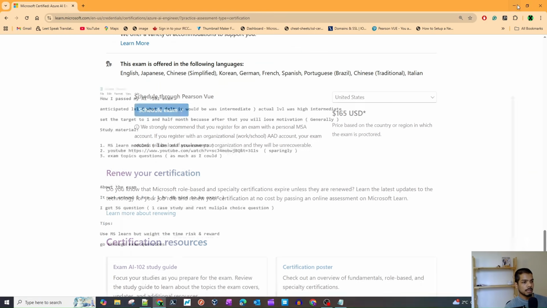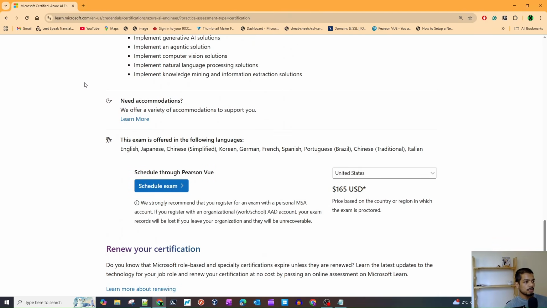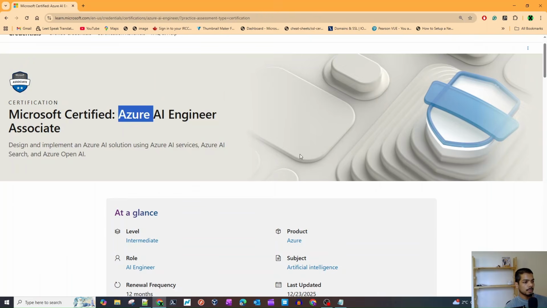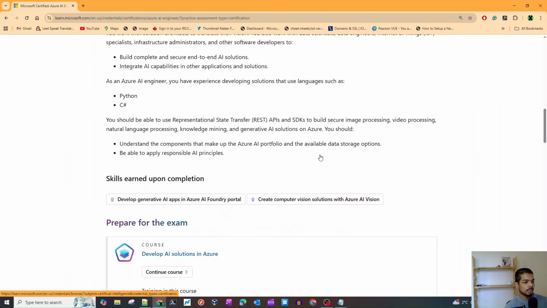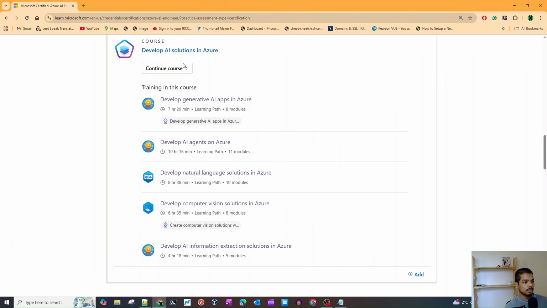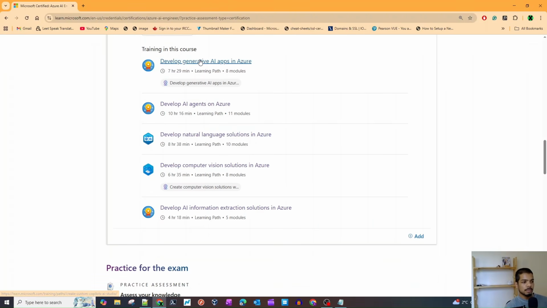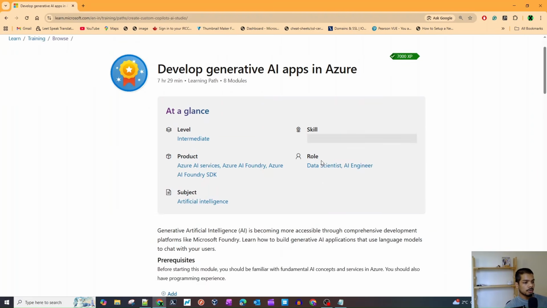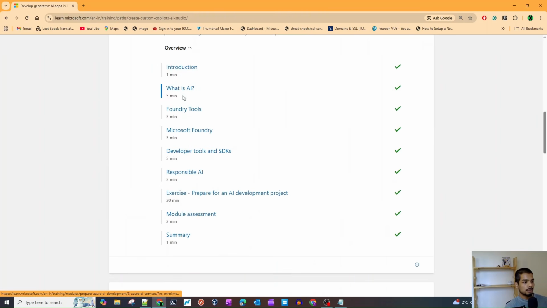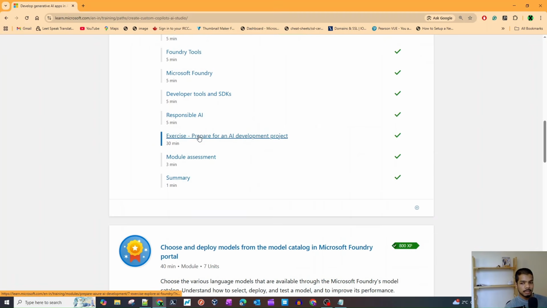Study material that I used was, of course, MS Learn modules, labs, and assessments, which are included inside the module. So you go to the exam website, and when you scroll down, it will give you all this under prepare for the exam. You got the module courses. So basically, you just gotta go through all of them. Each learning path has modules. Each module has units, and you just go through them. There is an exercise for each, which is basically a lab.